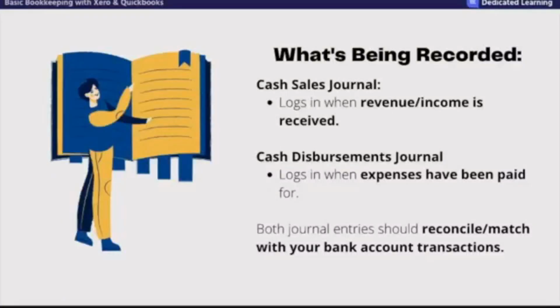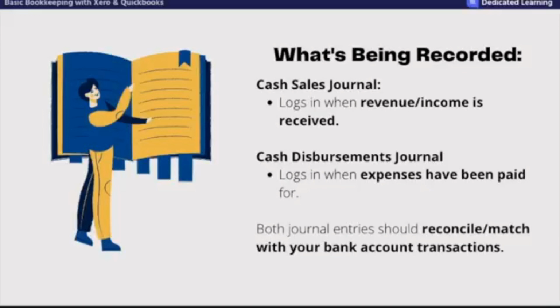So what exactly is being recorded? Essentially, a single entry bookkeeping system consists of a cash sales journal where entries are made when revenue or income is received, a cash disbursements journal, which is where you log when expenses are paid, and lastly, your bank statements, where both your cash sales and your cash disbursements journals should reconcile with your bank account transactions.